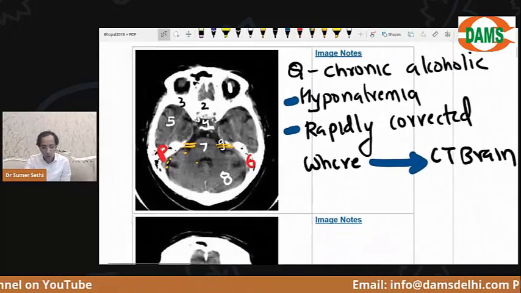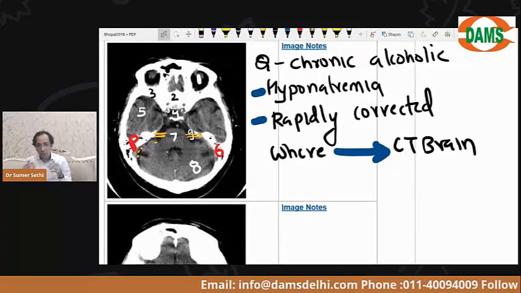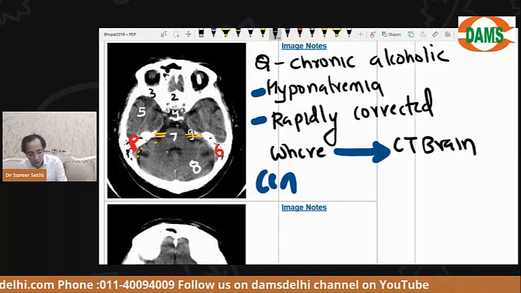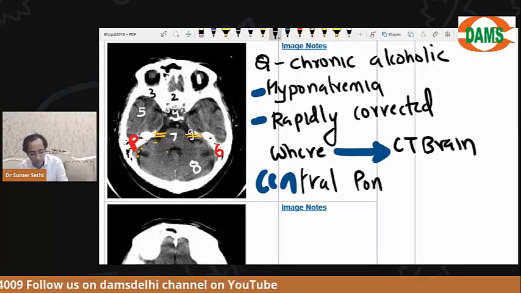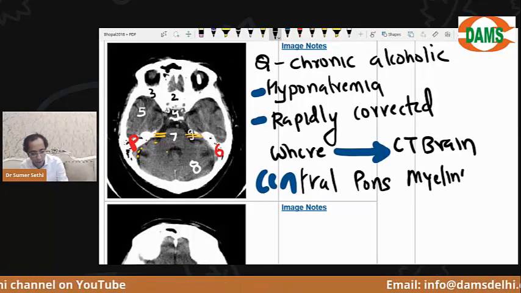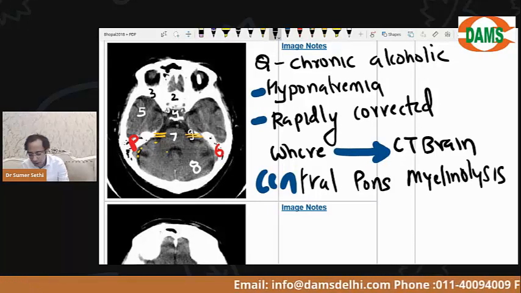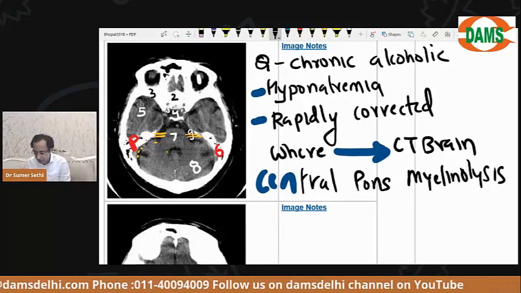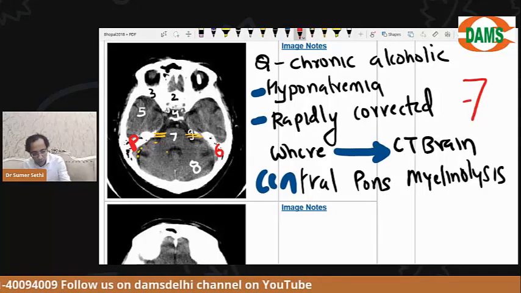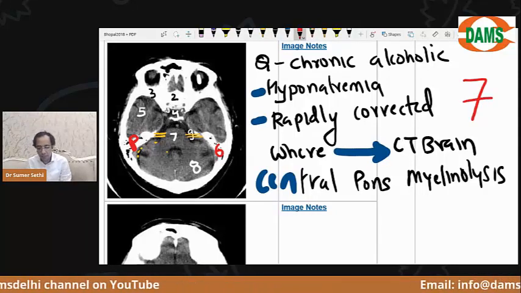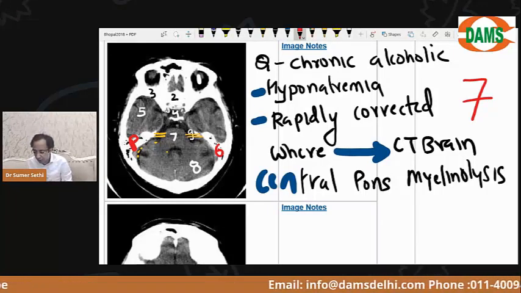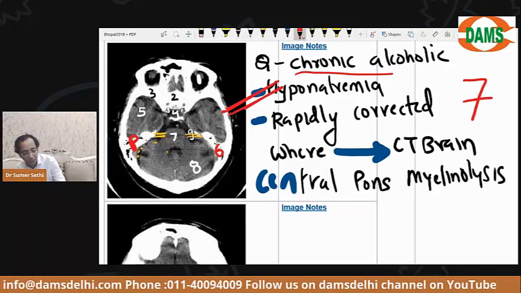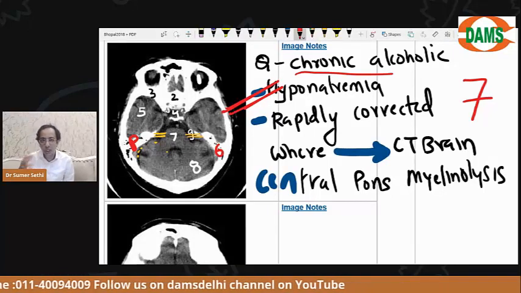So we know that sodium should always be corrected gradually. Rapid correction of sodium leads to central pontine myelinolysis. It leads to demyelination in the pons due to rapid changes in osmotic balance. And so the answer in this question will be number 7, because at number 7 you have the pons. That is the key to the exam skill. Now this is a medicine question and a radiology question integrated at the anatomical level. So once you know the anatomy, you will be able to answer it.